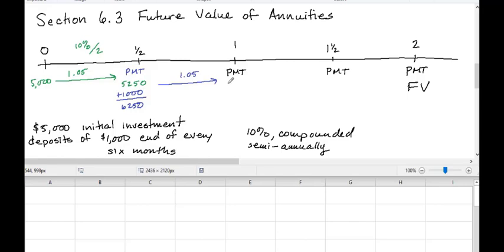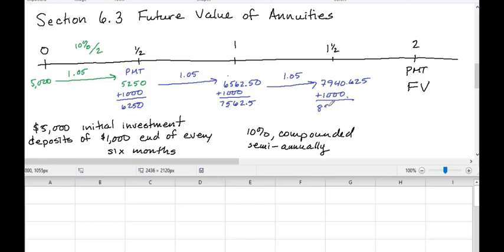So at the end of the first year, I will have a value with interest of $6,562.50. Then my next payment comes in. Then I have $7,562.50. I let that advance for another half of a year. I get another 5% plus my original. Now it's worth $7,940.625. Then my third payment comes in. We're up to $8,940.625. Advance it for the last 6 months.